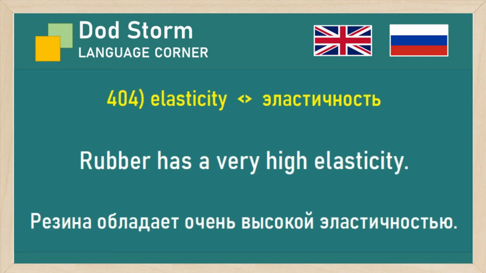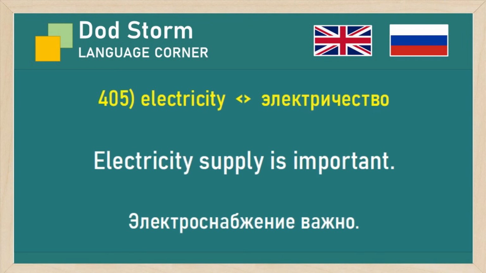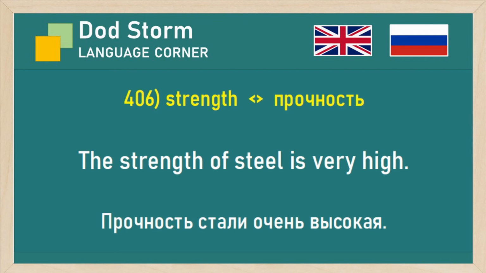Rubber has a very high elasticity. Electricity supply is important. The strength of steel is very high.